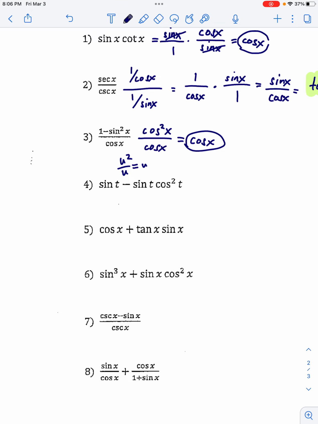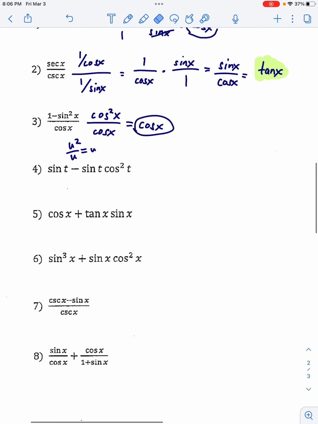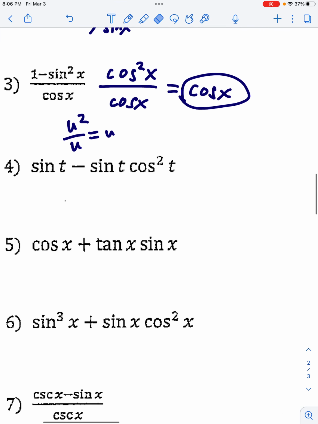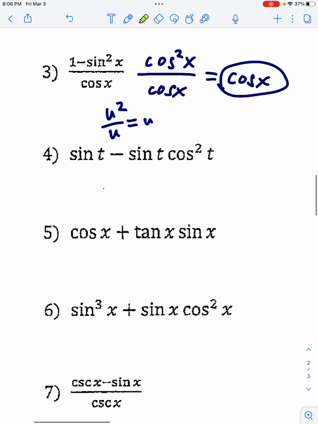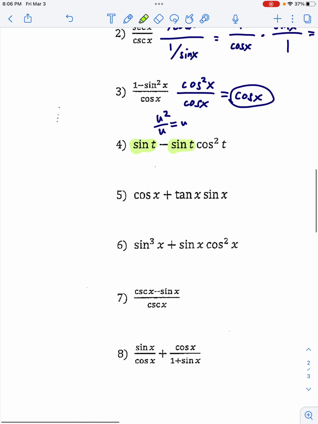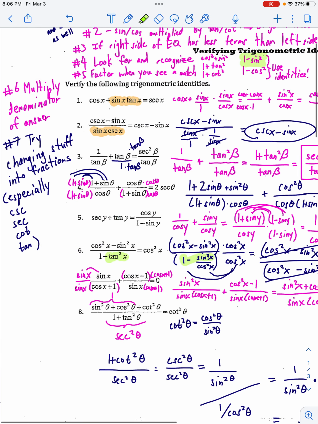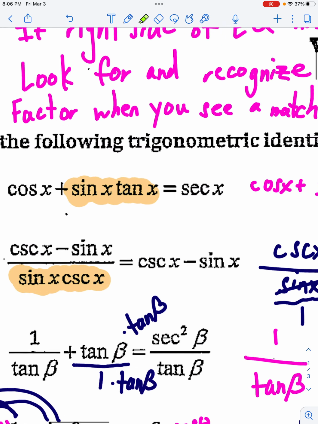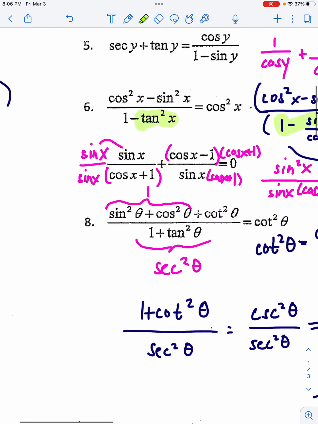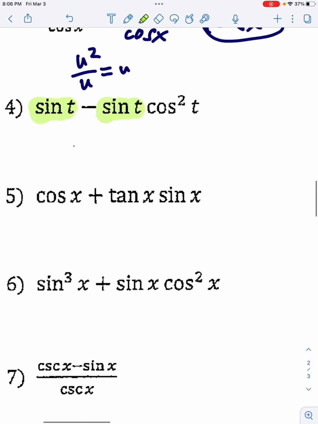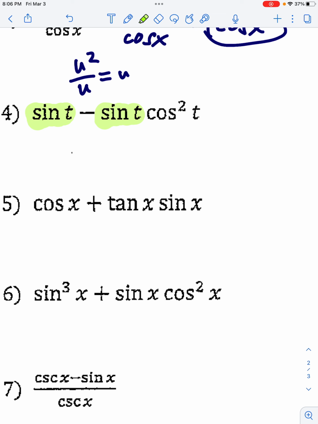All right. Number 4 here. They give you low-hanging fruit. Notice there's 2 terms, and part of these 2 terms match, right? When you see that, you want to factor, okay? I think I wrote that up here. Factor number 5. Factor when you see a match, okay? I think we're having a little bit of trouble factoring this out.